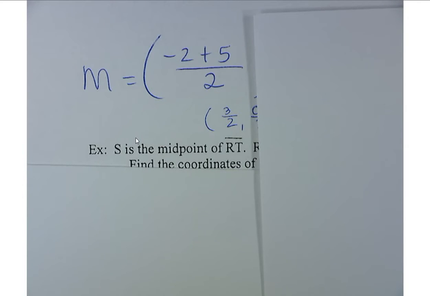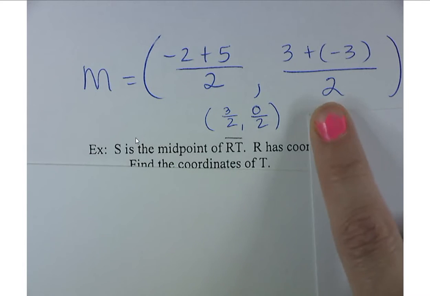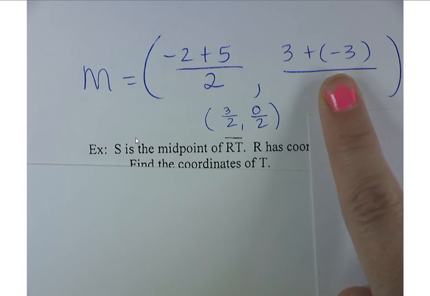Kaylin, what did you do for the y's? Sorry, Kaylin, I have a Kaylin and a Kaylin. I set up 3 plus -3 divided by 2, and I got 0. Yes, okay, so 3 plus -3 divided by 2, you are going to get 0 here.